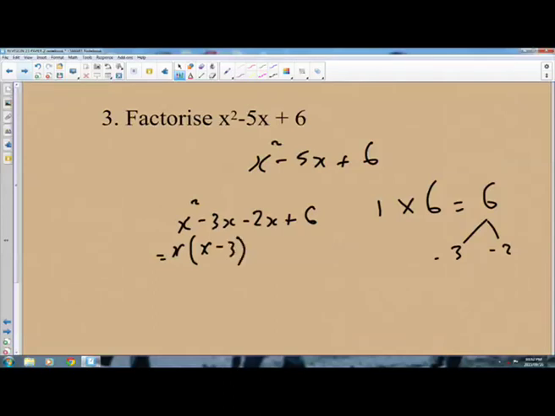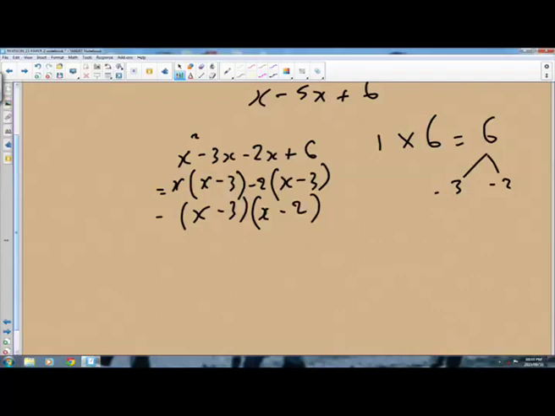And then the last two terms, minus 2x plus 6. What is the common factor here? It's minus 2. Minus 2 into minus 2x is x. Minus 2 into positive 6 is negative 3. And this is simply saying we are having x minus 3, x minus 2. So the answer to our question is x minus 3 times x minus 2. This is how we factorize.